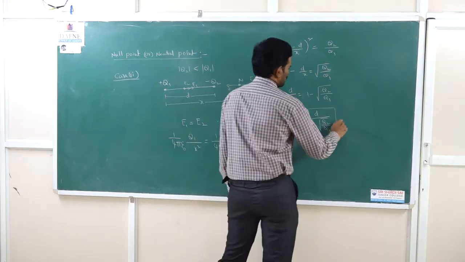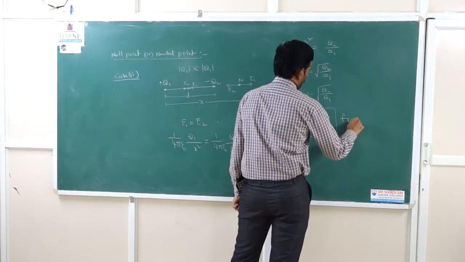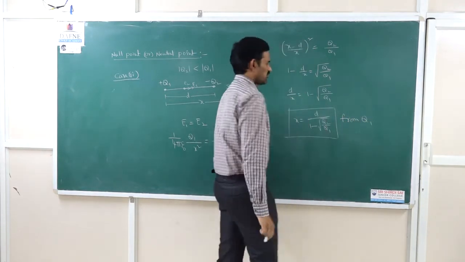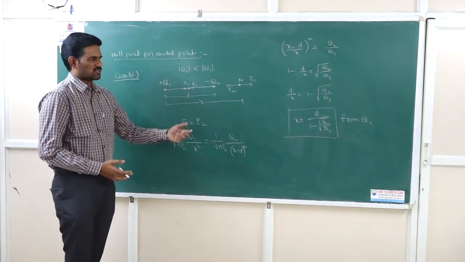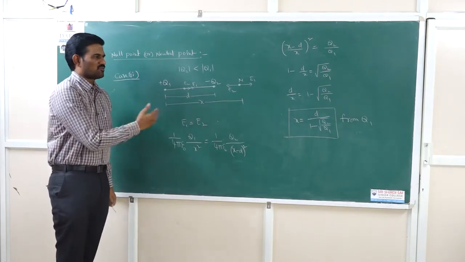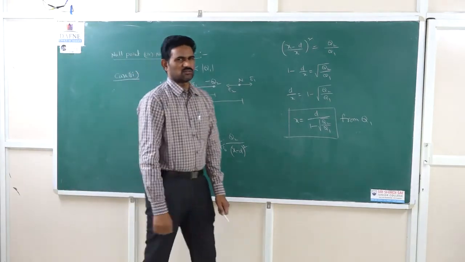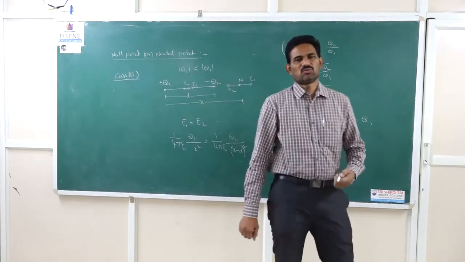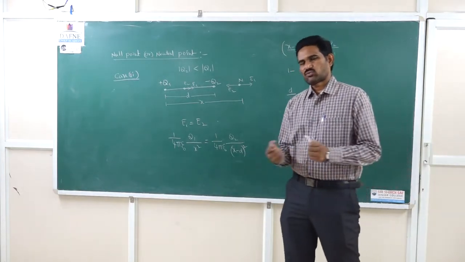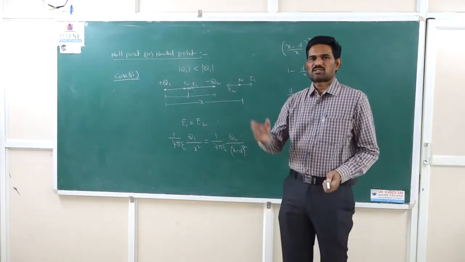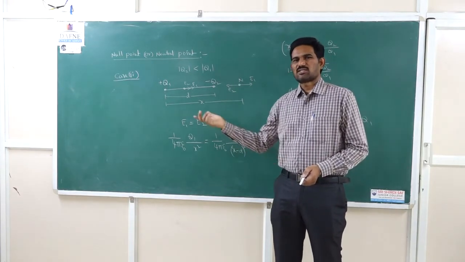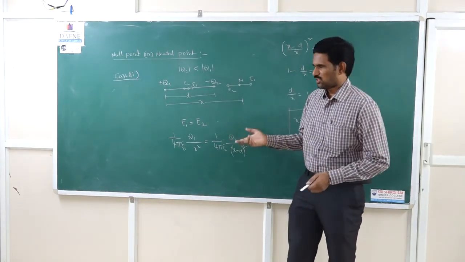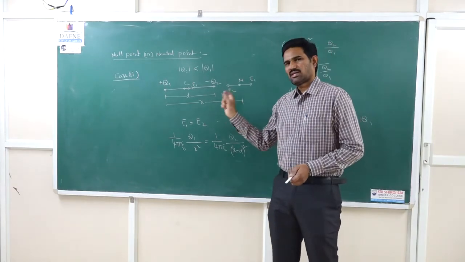So this is the distance of the neutral point from Q1, measured from Q1. For Q2 you need to write x minus d as the distance from Q2. That is the way of calculating the neutral point. We just need to identify whether the fields are in the same direction or in opposite directions in those regions. When they are in opposite directions, there is a chance of getting the neutral point, so we can equate them. And these are the general two cases.